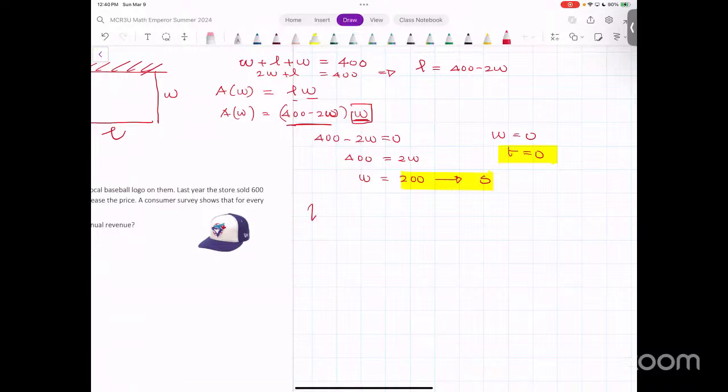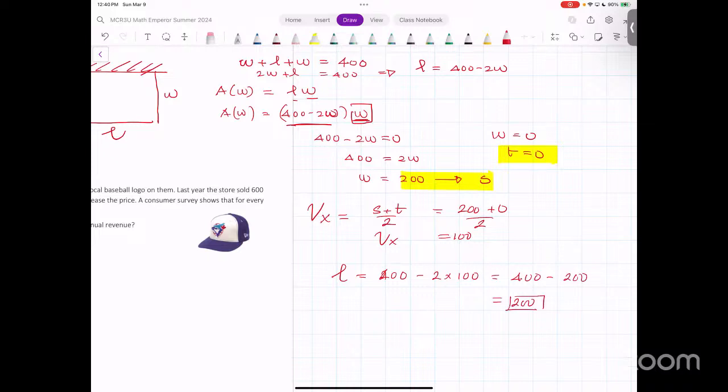So the vertex X coordinate is going to be S plus T divided by 2. 200 plus 0, divided by 2. What did I get? 100, isn't it? So we can find the L. L is 400 minus 2 times W. So L is 400 minus 200, which is going to be 200.